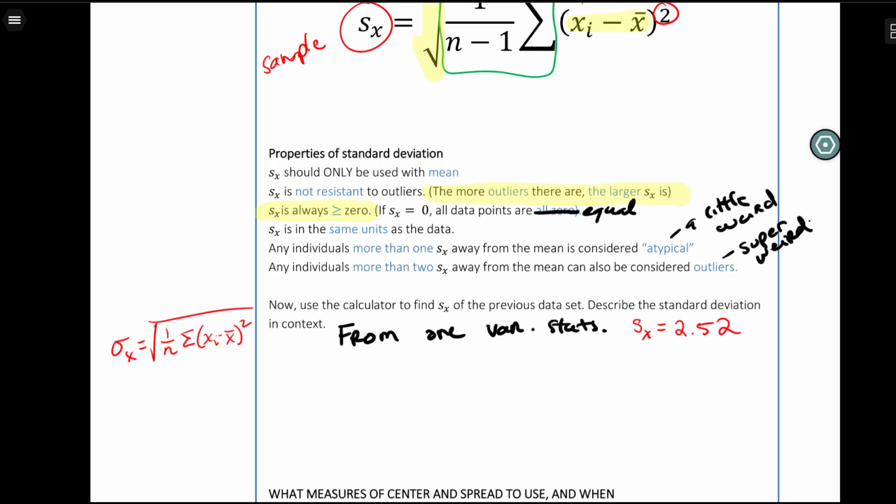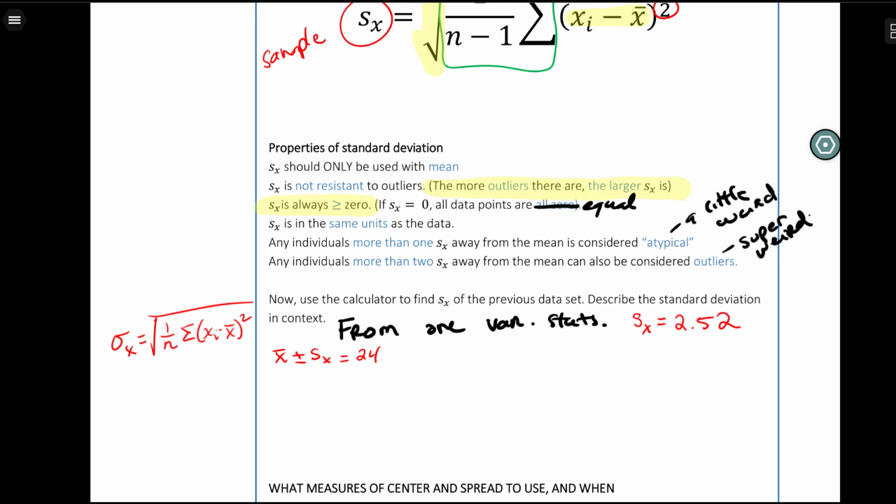Now, let's try to use our intuitive understanding and interpretation of this. We said that if there's anybody within one standard deviation from the mean, that's kind of typical. That's not unusual. So what is one standard deviation from the mean? Well, that's adding or subtracting, and you're finding an interval. So let's find an interval of values here. Well, x bar, that was 24 centimeters. That was our typical 14-year-old foot, right? And now we add and subtract from that our standard deviation, 2.52. And that's going to give us this interval, 21.48 centimeters on the lower bound and 26.52 centimeters on the upper bound.